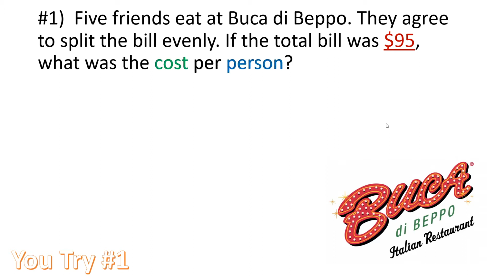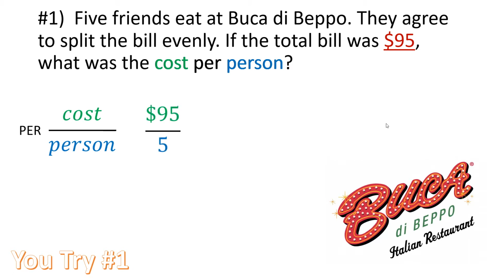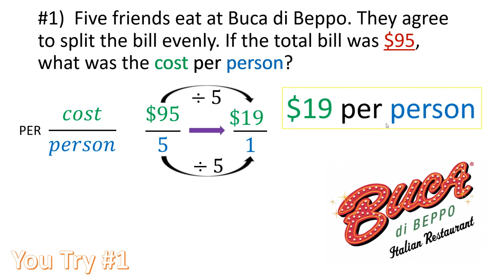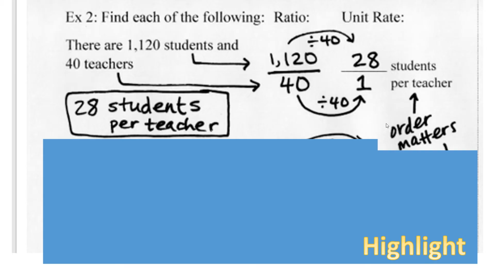So we're trying to find out the cost per one person. So we're going to have cost in the numerator and person in the denominator. So $95 over 5. And we want per one person. So 1 is in the denominator. To get the 5 to become a 1, we're going to divide by 5. To keep things equivalent, we have to do the same thing to the numerator. So 95 divided by 5 would be $19 per person. And so our answer is $19 per person.